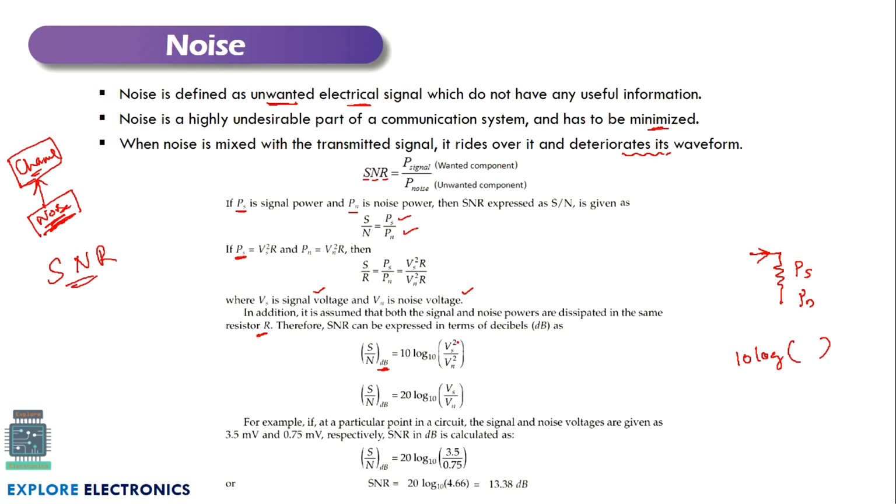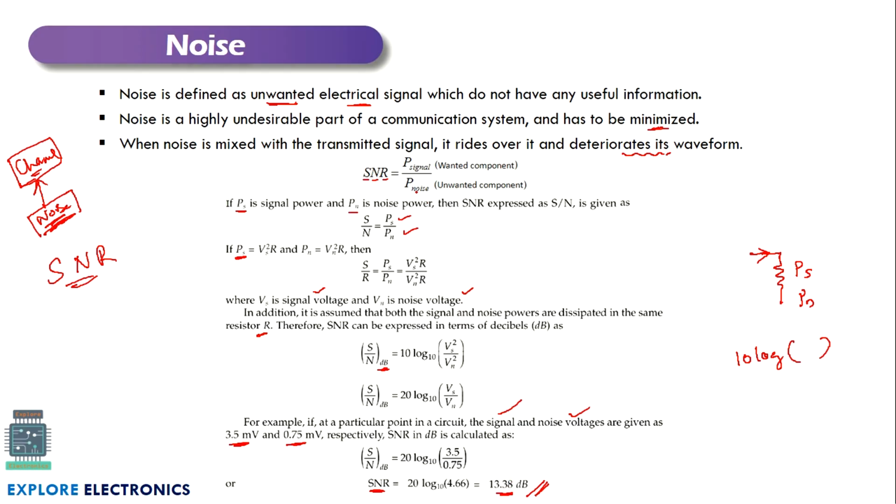Similarly, if you take out this square and towards this, it becomes 20 log. For example, if you take a value of 3.5 millivolts and 0.75 millivolts as the signal and noise voltages respectively, if we substitute, we will be getting 13.38 dB as our signal to noise ratio. This is the value saying the ratio between the power of the signal to the power of the noise.